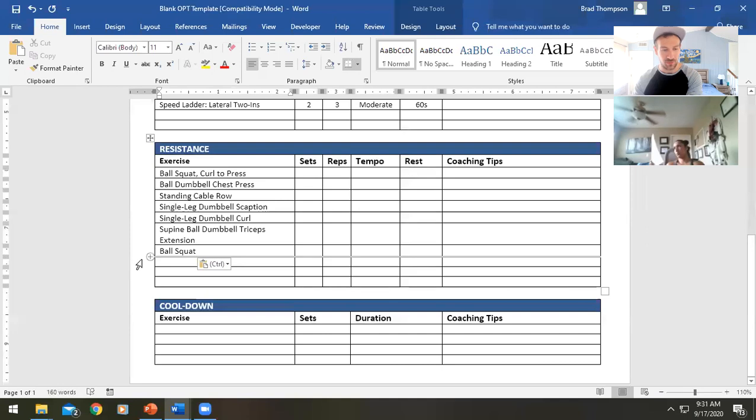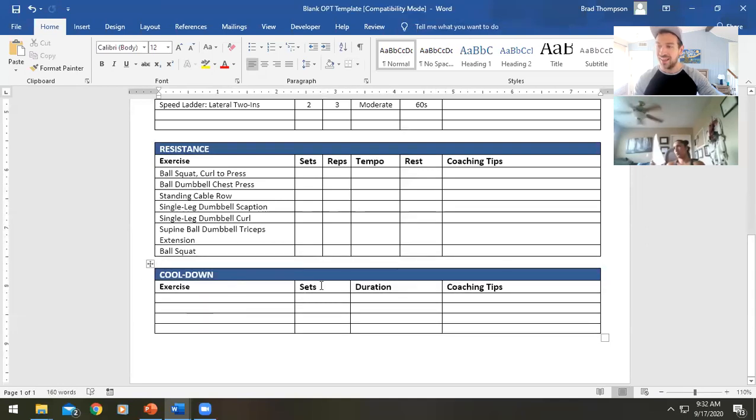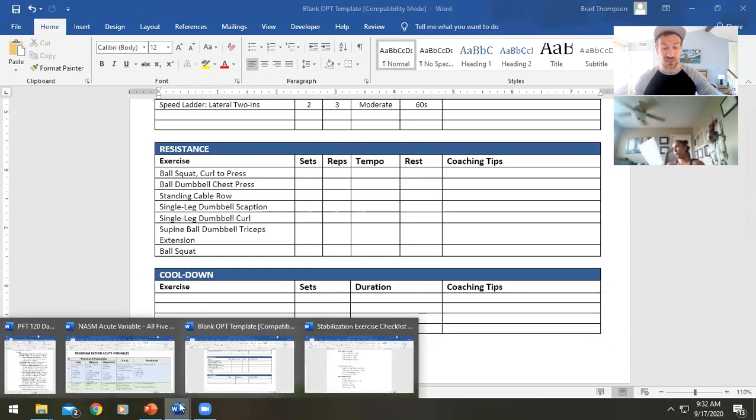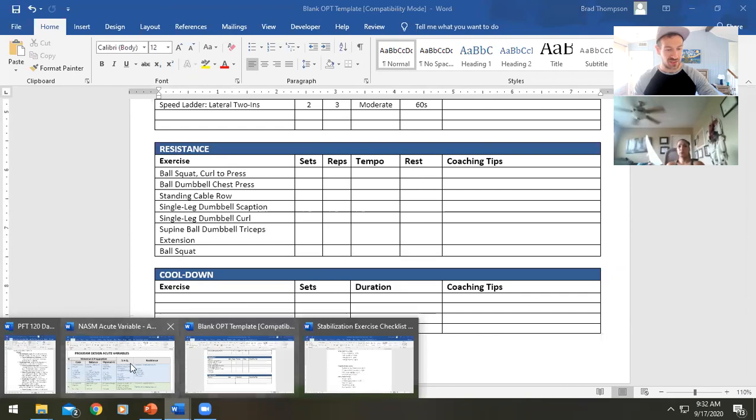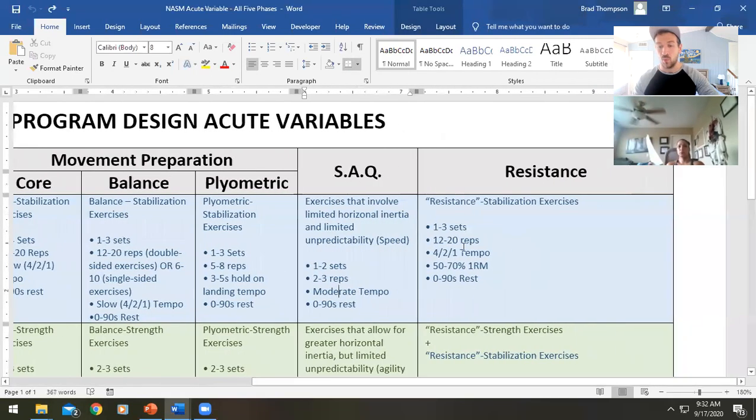Now to get this to fit on one page, I'm going to delete this real quick. And again, I go back to my rules, right? So there's my exercise selection. They're all stabilization exercises. So then I go back to my set of rules here. I need to pick 1 to 3 sets, 12 to 20 reps, 4 to 1 tempo, 50 to 70% of my 1 rep max, with 0 to 90 seconds of rest.